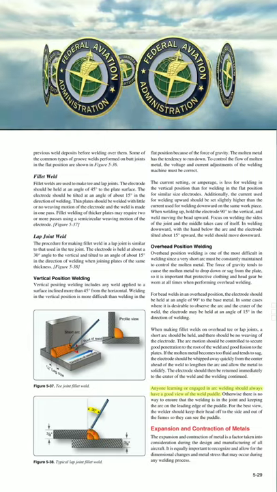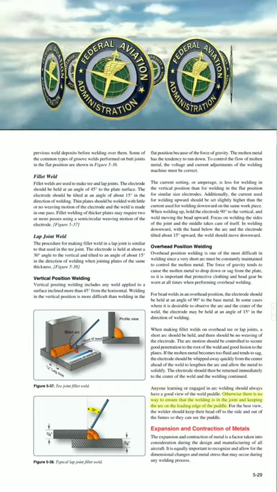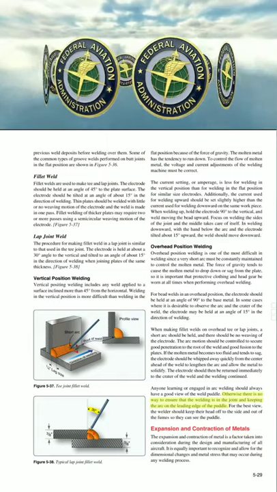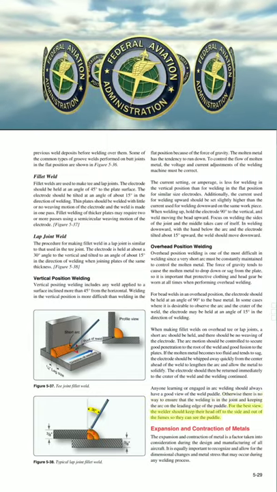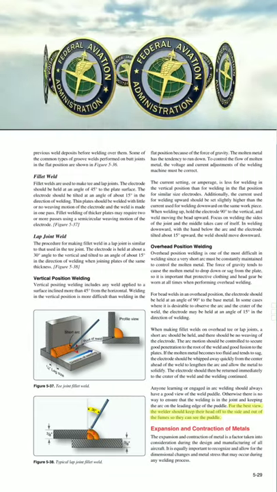Anyone learning or engaged in arc welding should always have a good view of the weld puddle. Otherwise there is no way to ensure that the welding is in the joint and keeping the arc on the leading edge of the puddle. For the best view, the welder should keep their head off to the side and out of the fumes so they can see the puddle.